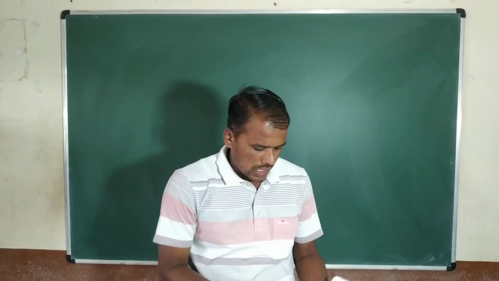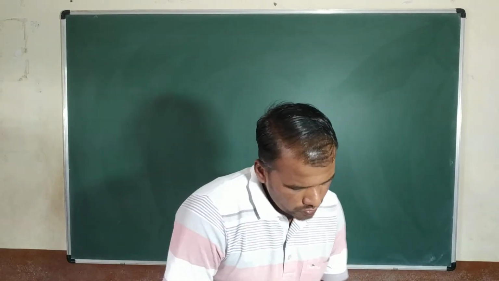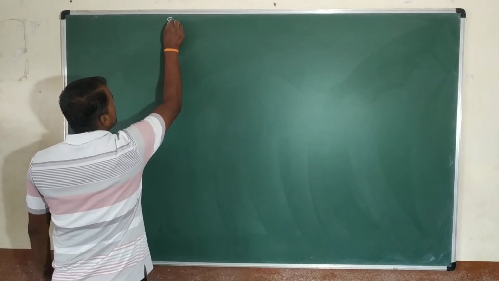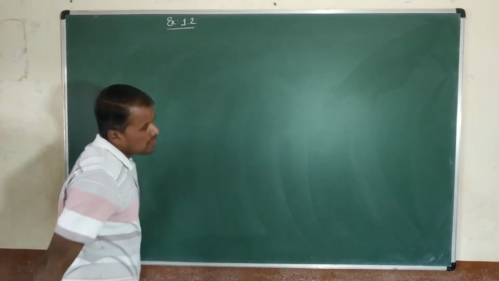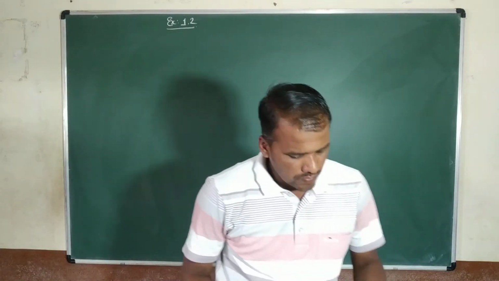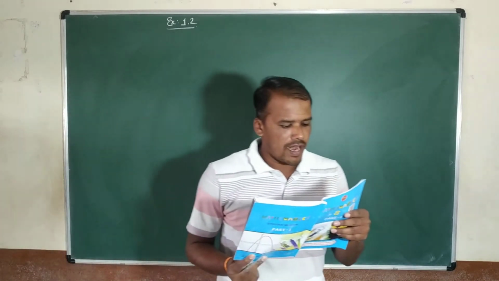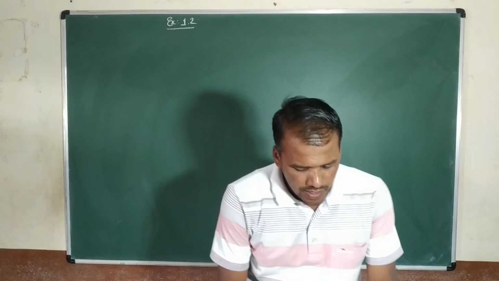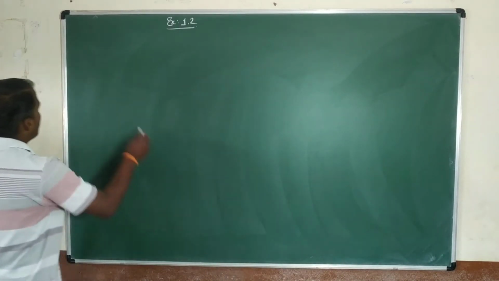Okay, exercise 1.2. It is the first question. If 21y5 is a multiple of 9, where y is a digit, then find the value of y. They ask the first question.